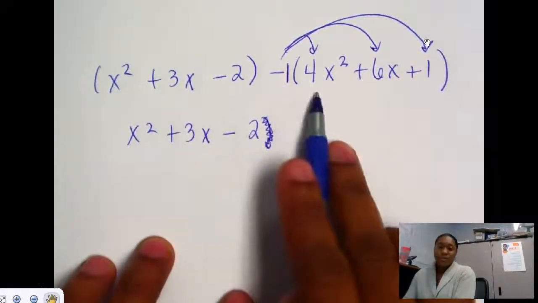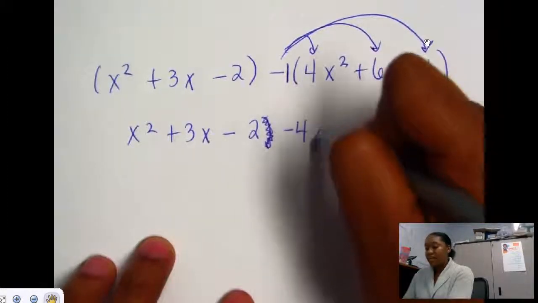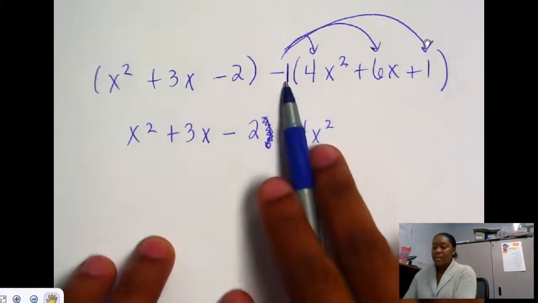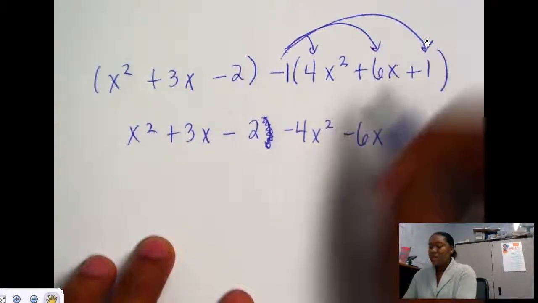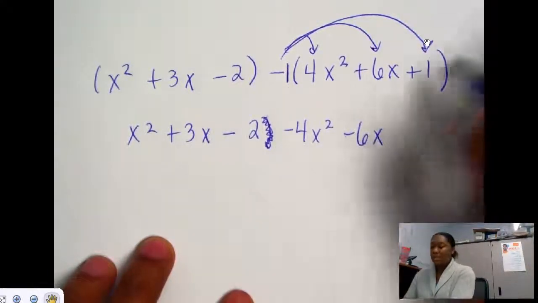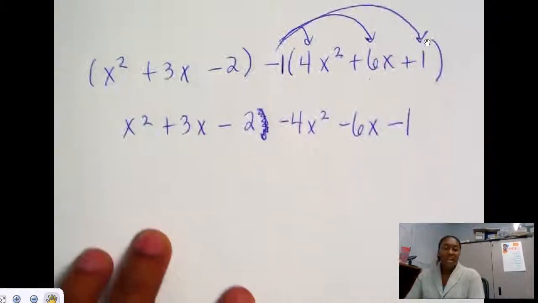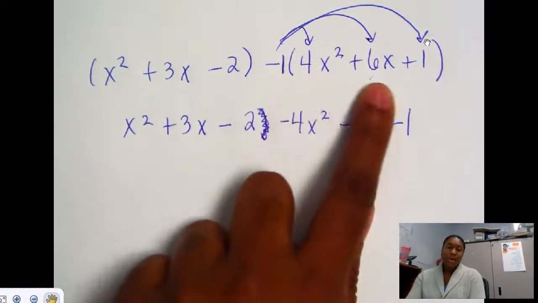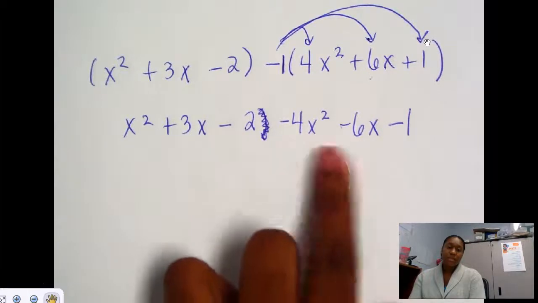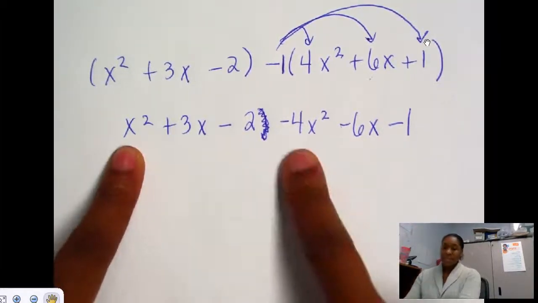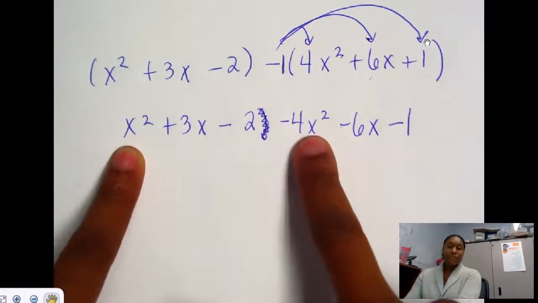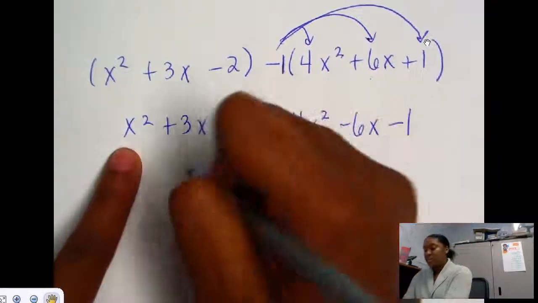So negative 1 times 4 is negative 4x squared. Negative 1 times 6x is negative 6x. And negative 1 times 1 is negative 1. All that changed on these three terms is they all changed to negative. Now we're going to combine like terms. Here's the x squared term, and here's another x squared term. So negative 4 plus 1 is negative 3x squared.